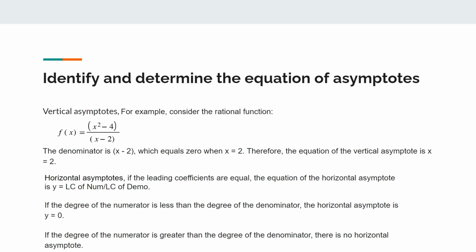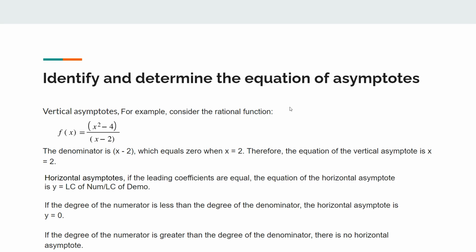Great. So for horizontal asymptotes, these are the three rules basically. If the leading coefficients are equal, the equation of the horizontal asymptote is y equals the ratio: leading coefficient of numerator over leading coefficient of denominator. So since these are not equal, but if it was 2x and 2x, it would be 1 over 1, which is 1. So the horizontal asymptote would be 1.